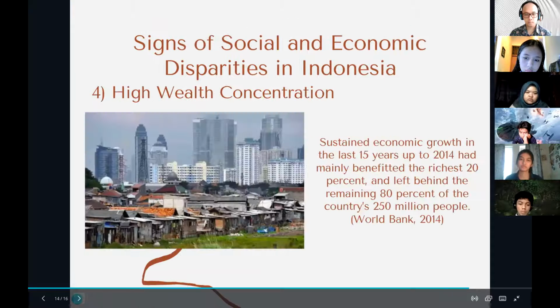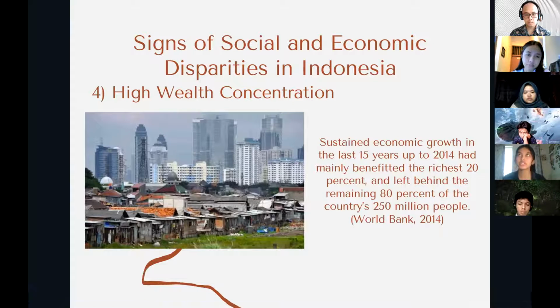The fourth factor is high wealth concentration, which is closely similar to the first one, but this focuses more on how it creates a widening gap between societies. High wealth concentration is the uneven economic distribution between groups. So this shows how hierarchy massively affects the social and economic welfare of a society in a country.